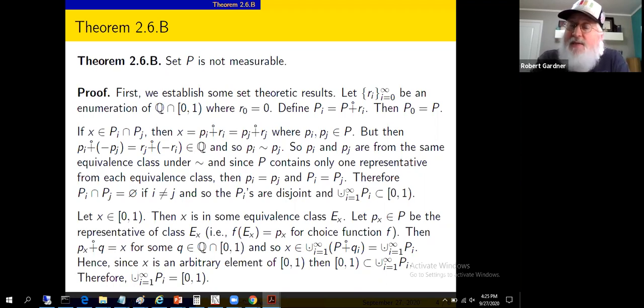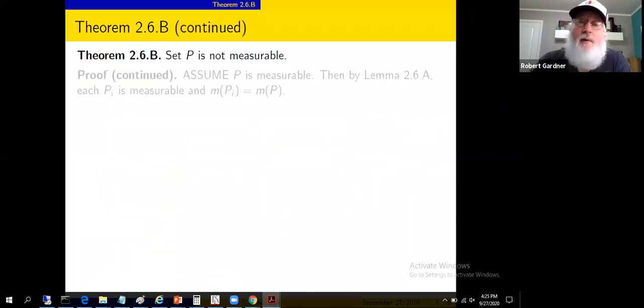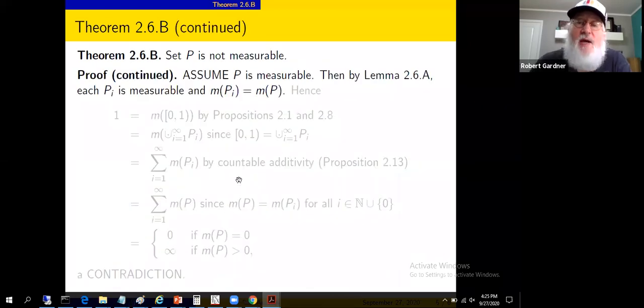These pieces, we've got the equipment behind us to say these p sub i's are measurable. So we'll ask the question, going under the assumption that p is measurable. We'll get the p sub i's to be measurable, and that'll lead to a contradiction. So here we go. Assume p is measurable.